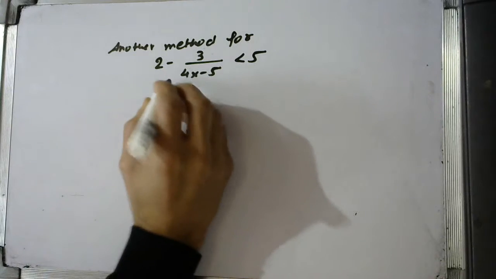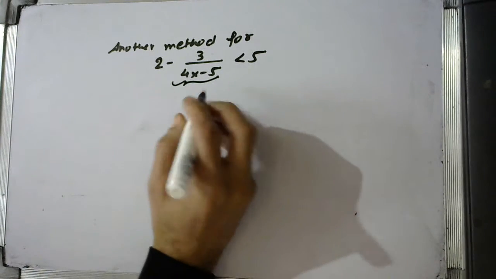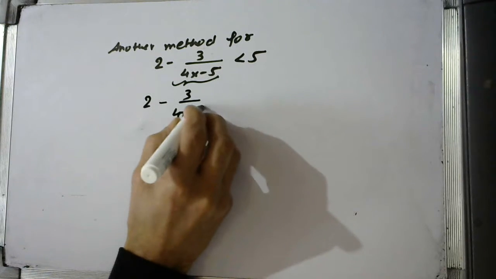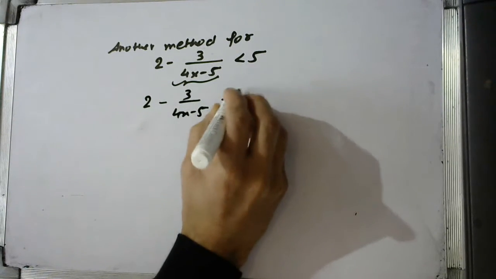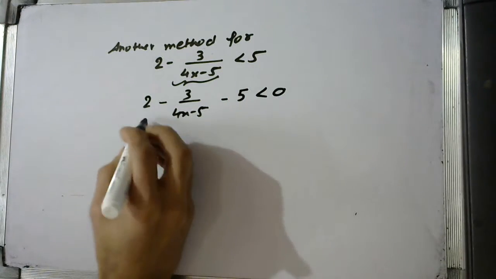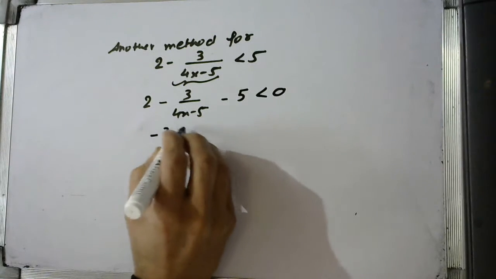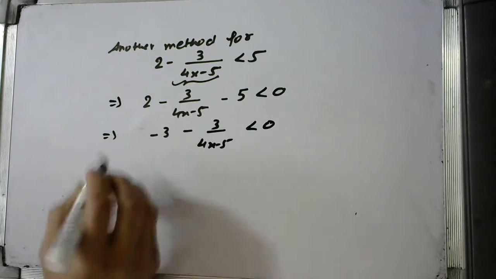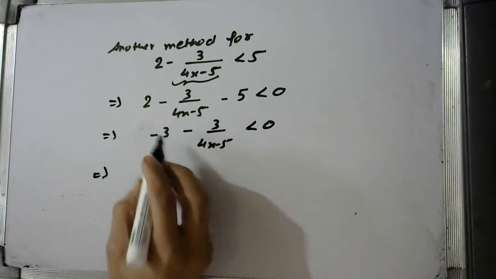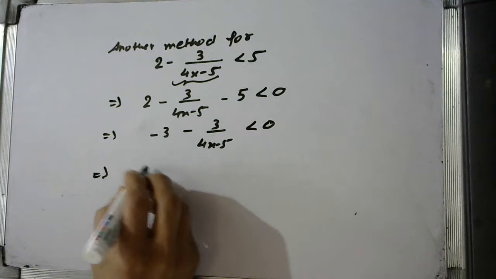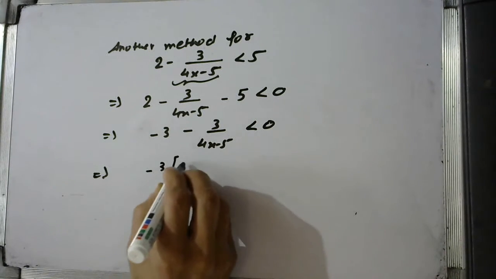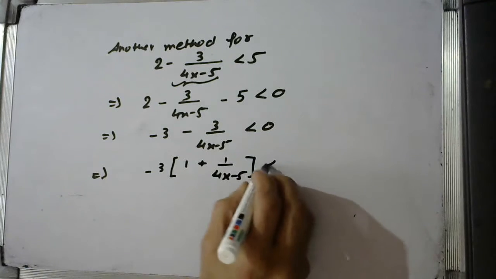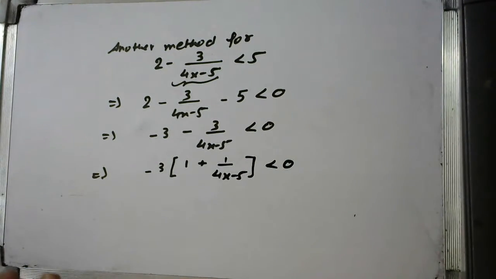Now I am keeping the variable term on the left itself, and I take 5 also to the left side. Now if I take minus 3 common, left side is... nothing special about this step. This is the basic process of solving any equation.